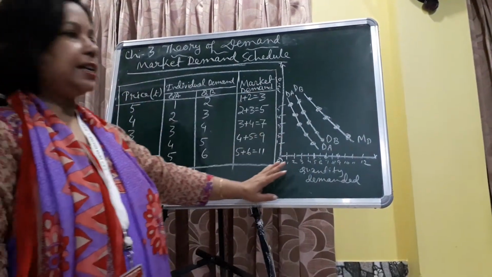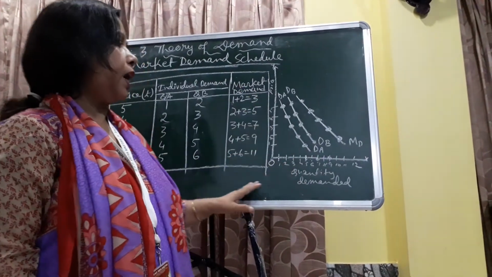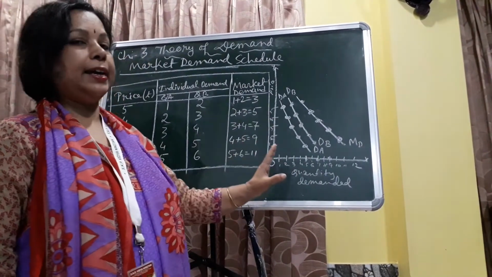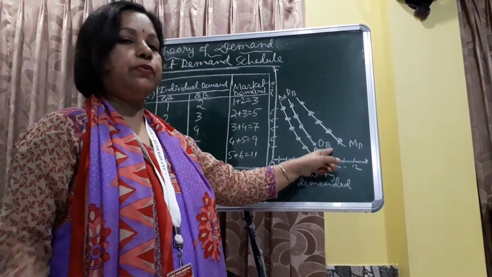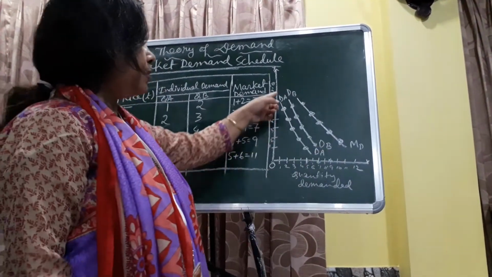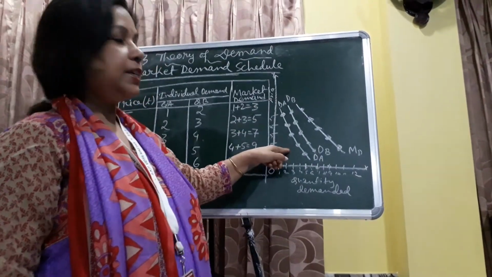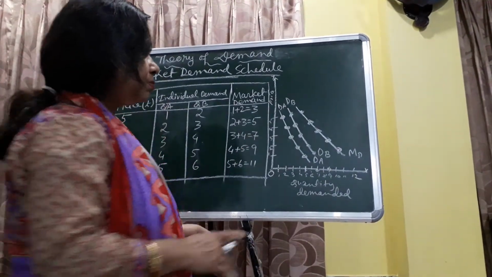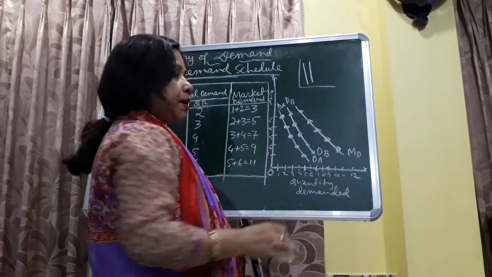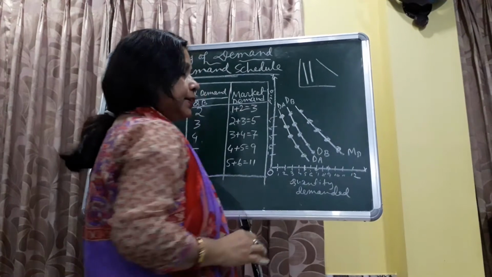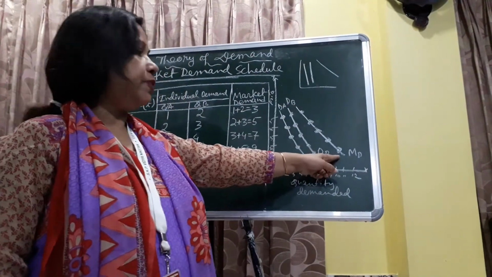In such a way I have drawn the three demand curves, but from this diagram you notice that the market demand curve is flatter, and individual B's demand curve is steeper. This is known as steeper, and this is known as flatter. So the market demand curve is the flatter type.